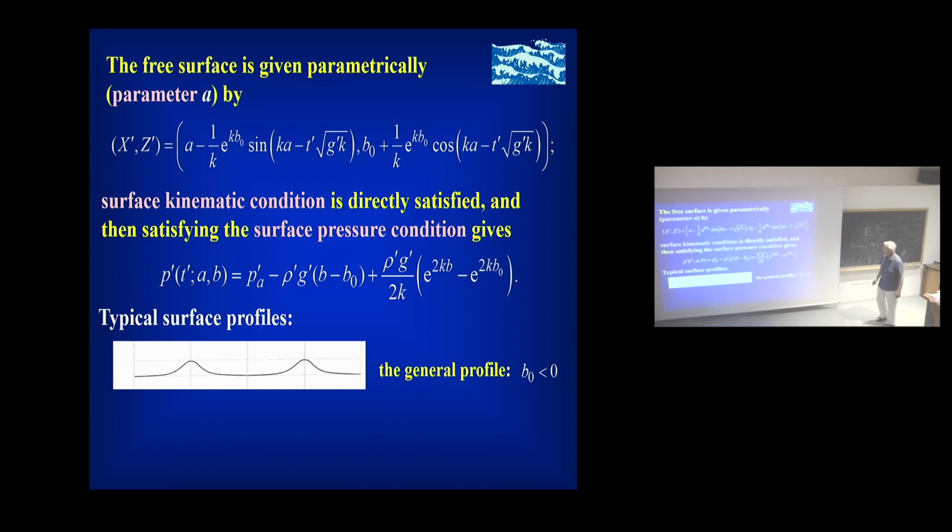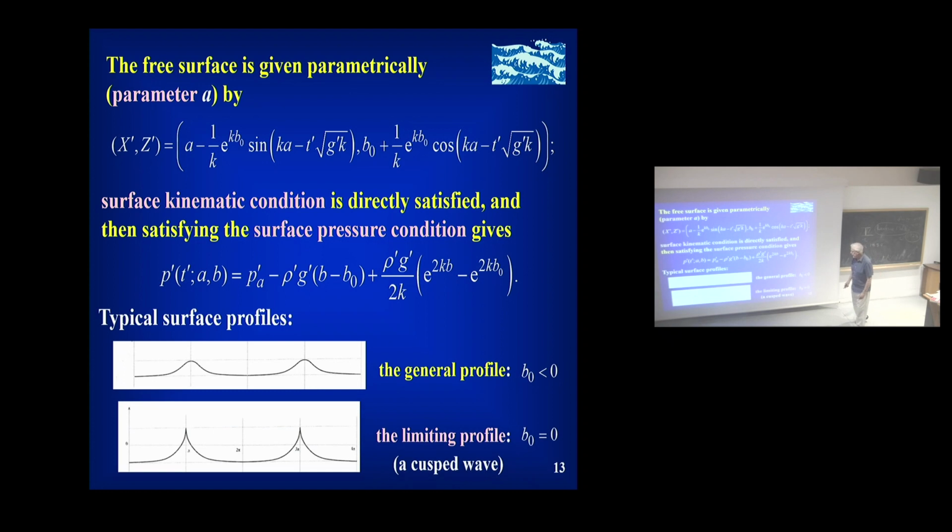less than 0. If you choose B naught equal to 0, that is absolutely the limit. You cannot allow B naught to be any larger. You'll see why in just a moment. Otherwise, the Jacobian is going to go through 0. You then get this very special cusped wave. This particular version of the solution has the property that the vorticity is undefined at the tip.